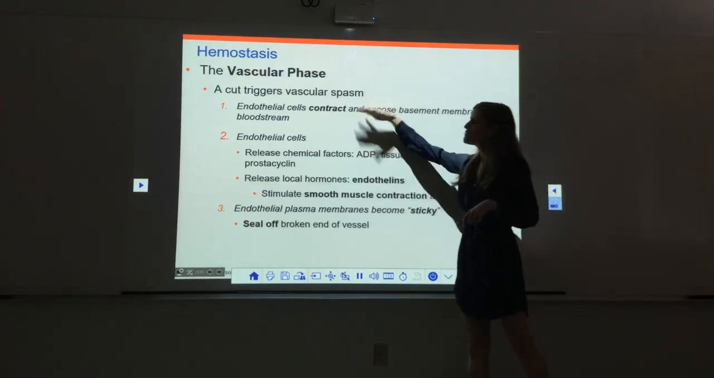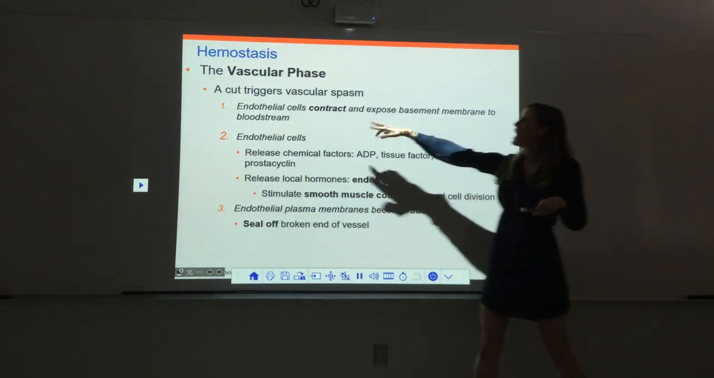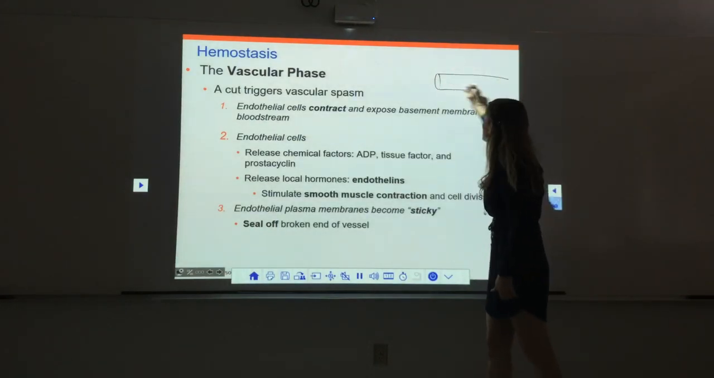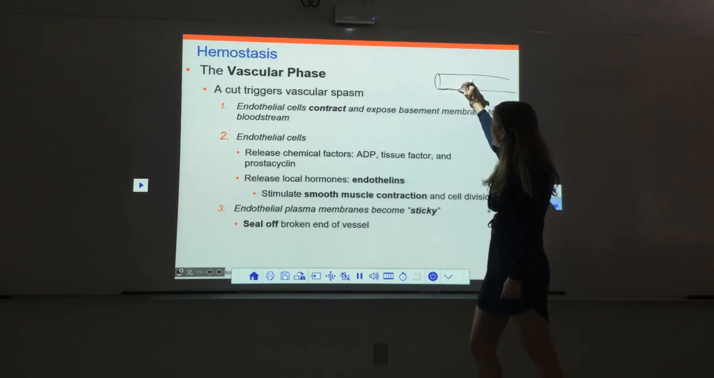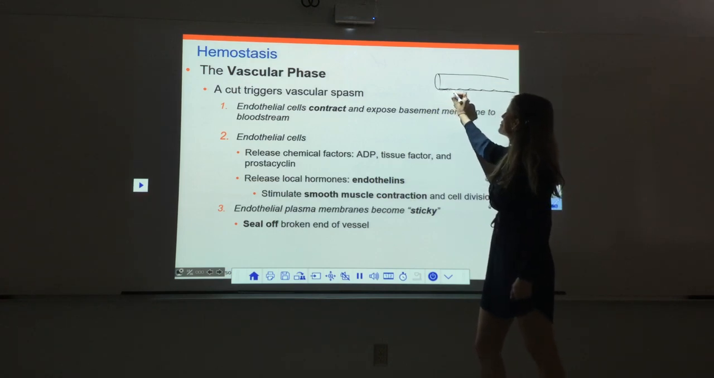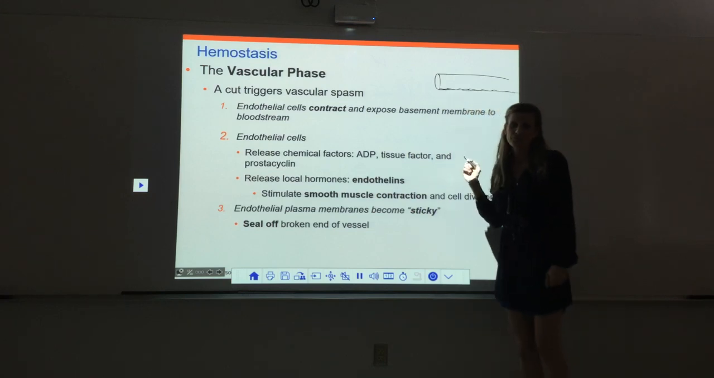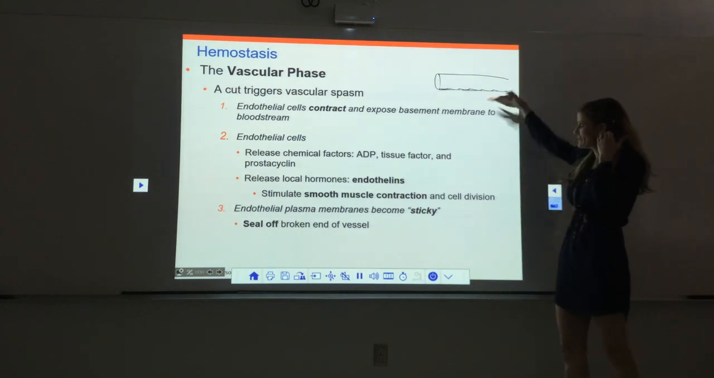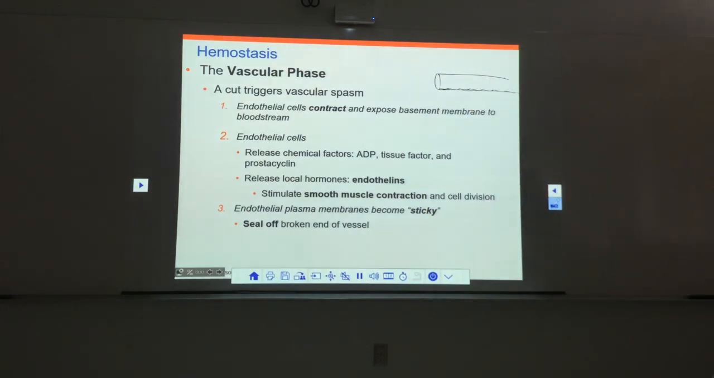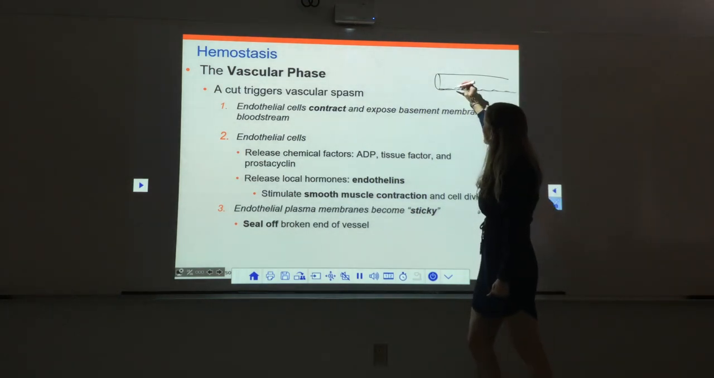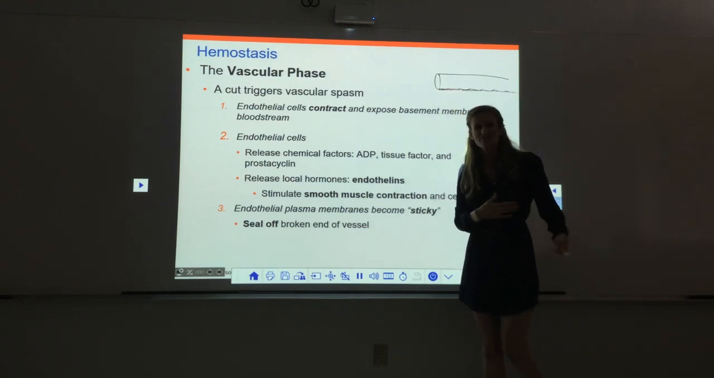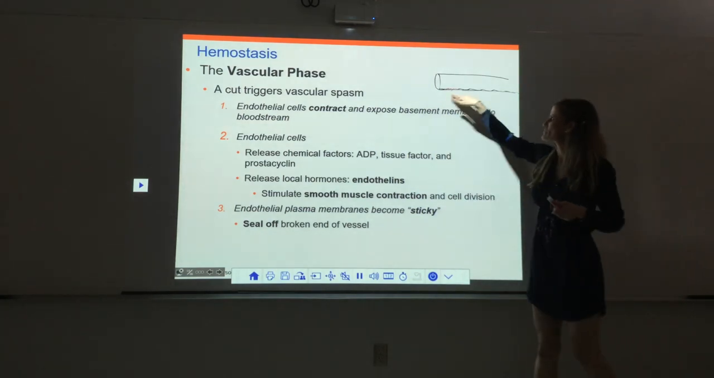When we look at this vascular spasm, we have three different things occurring. One, the endothelial cells contract. Remember, we haven't done vessels yet, but if we look at a blood vessel like this, we see a line of endothelial cells. These are little simple squamous cells that line the vessel. And then underneath them, they're connected to a thin basement membrane. The endothelial cells, when they contract, get a little bit smaller. That exposes this basement membrane underneath. It might seem insignificant, but later it's going to be important. So the endothelial cells contract, exposing the basement membrane underneath.